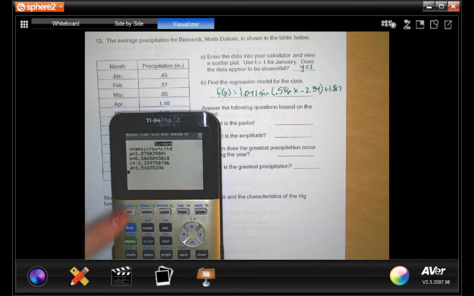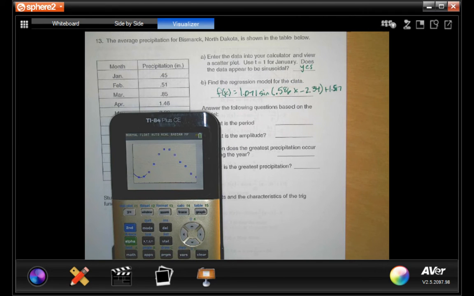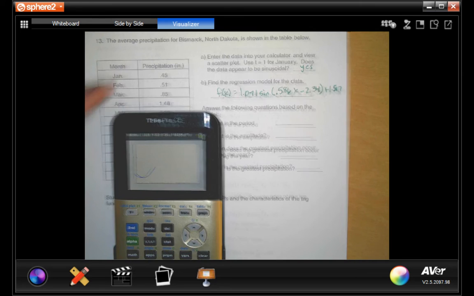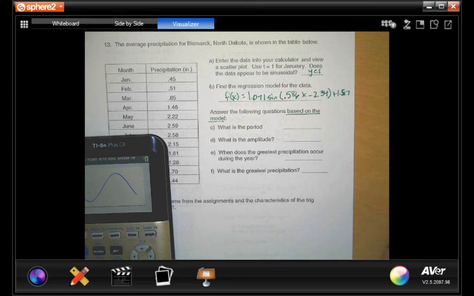And if you go to y equals, it has our equation already in there. That's why we do that alpha trace thing. And there's my graph through my points. We don't really need those points anymore, so I would go back to y equals, up to plot 1 and just turn it off, if you ever turned it on in the first place. Okay, so now guys, remember, after this, when it says based on the model, what's the model? Yeah, the equation that we got.